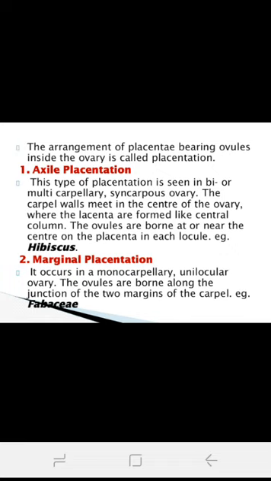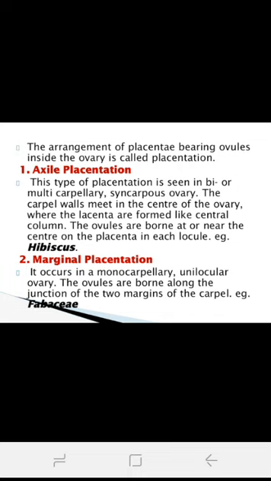So what is placentation? The arrangement of placenta that bears ovule. Do you know what placenta is? That's a fleshy structure on which ovules are formed. Its arrangement, bearing ovules inside the ovary, is called placentation. So what are the different types of placentation?